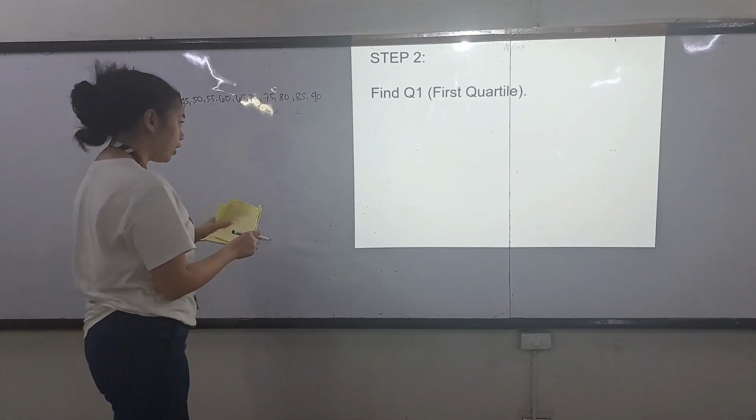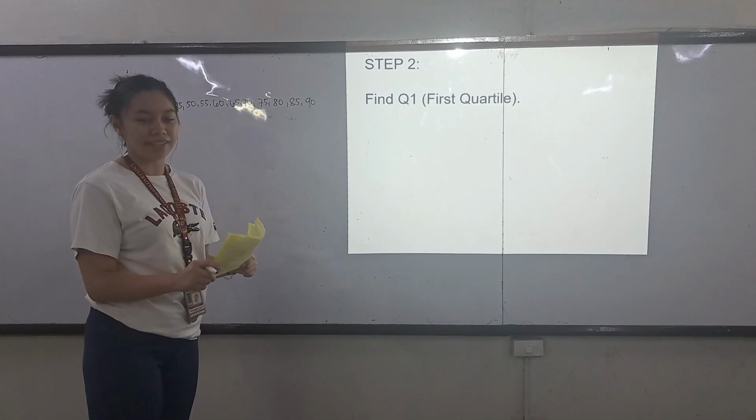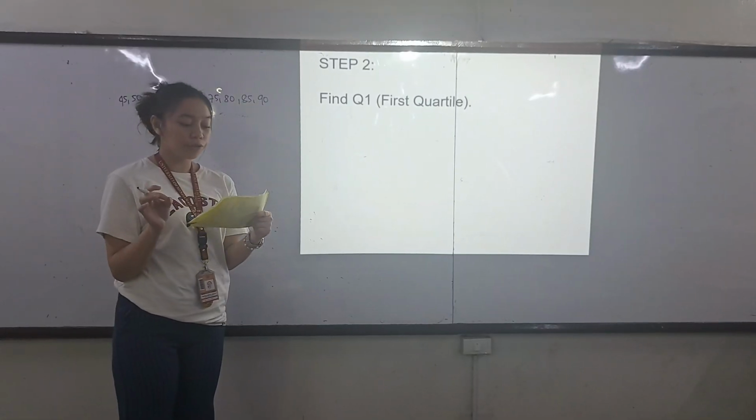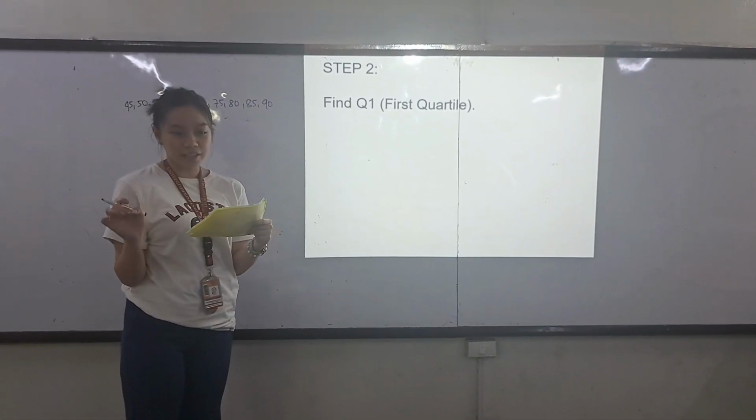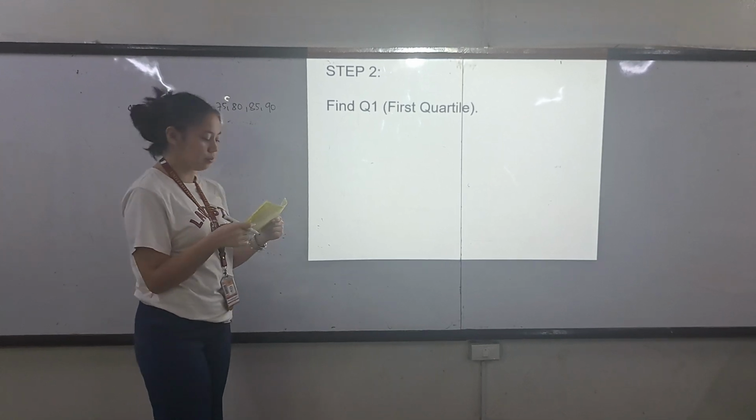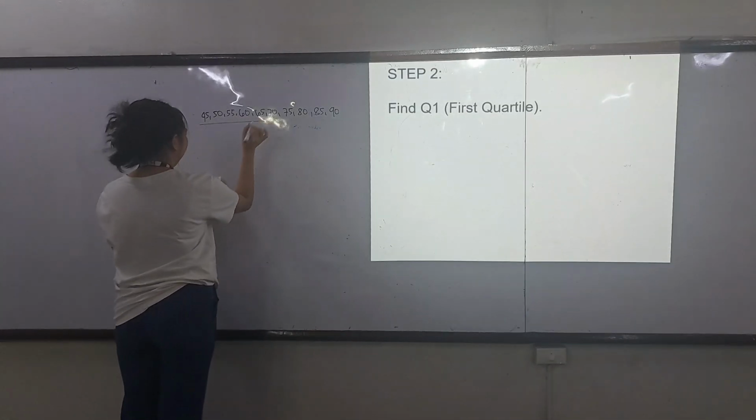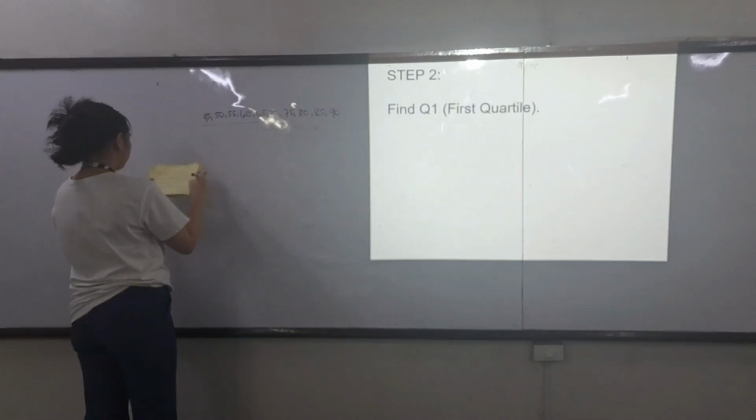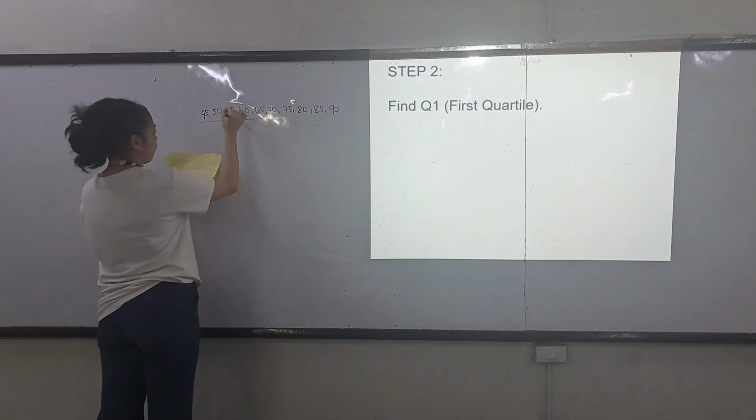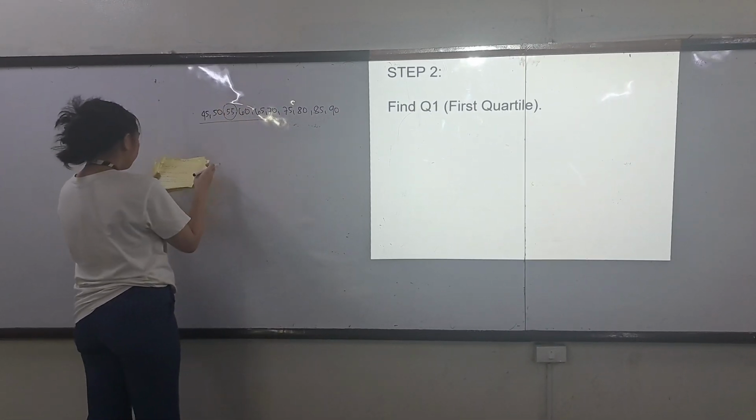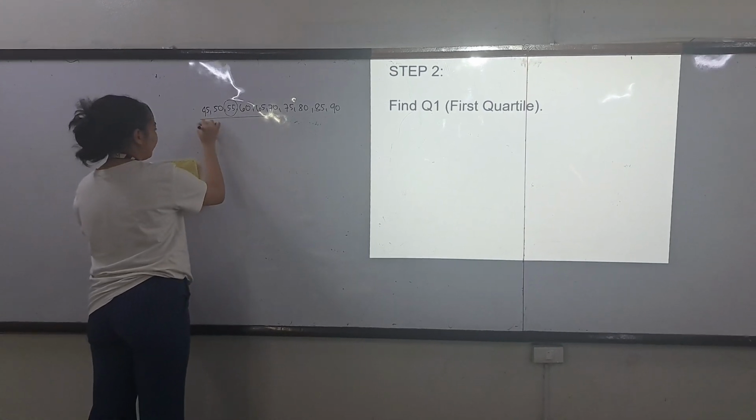Next, we need to find the first quartile. The first quartile is the median of the lower half of the data, which is in here. The middle value is 55. So that would be our first quartile.